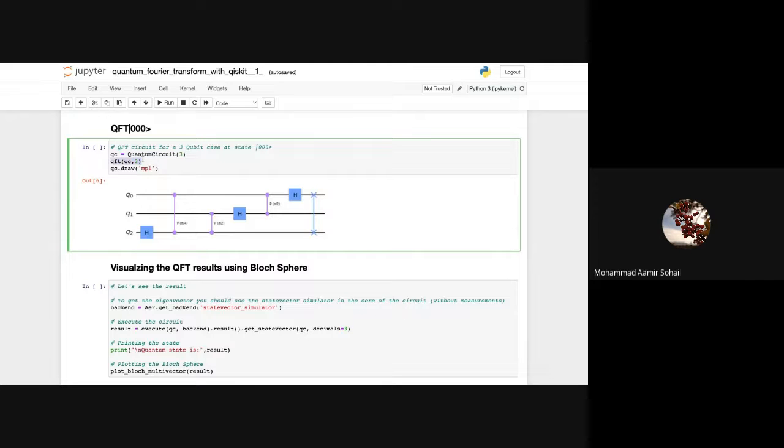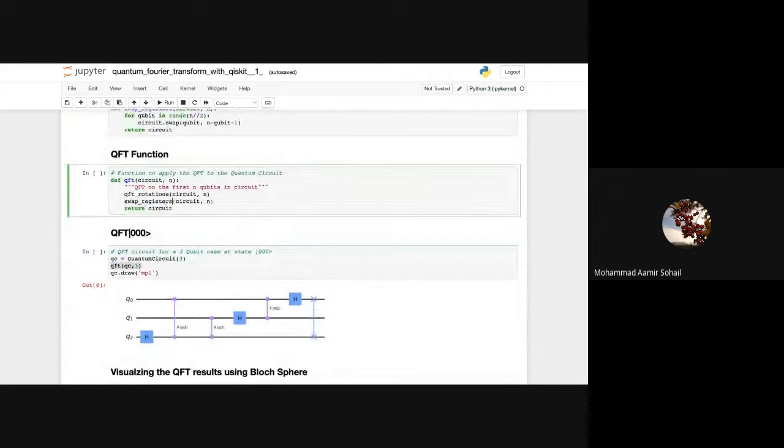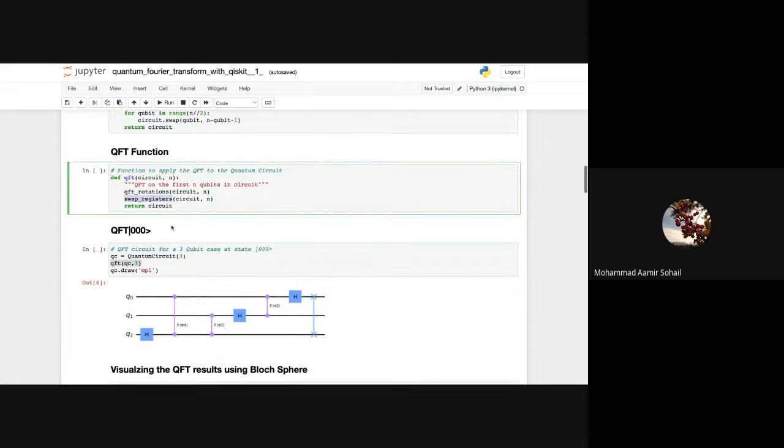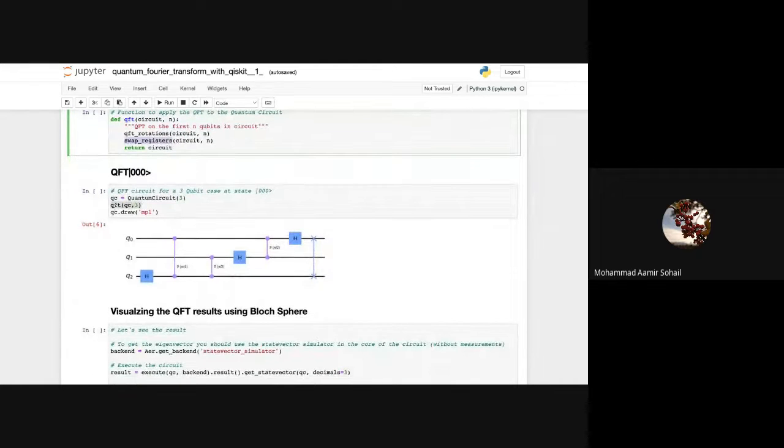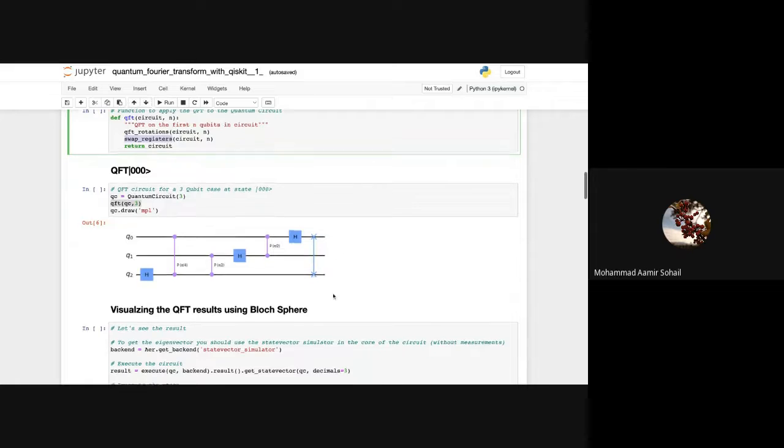And then we applied the complete QFT function, so this includes swapping also. After this QFT, we draw the circuit, and this is what it looks like. So we have the first block here, then the second block, and then the third block, and then we finally swap Q0 with Q2, and that gives the output.